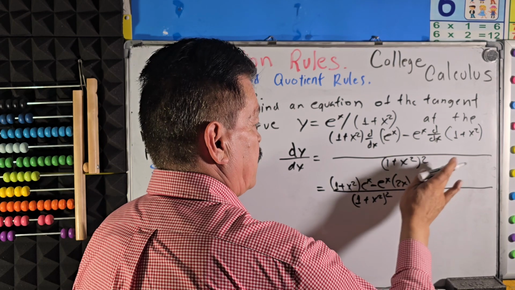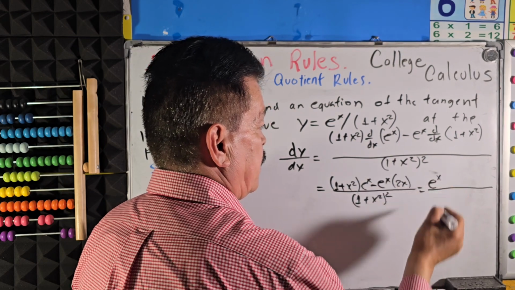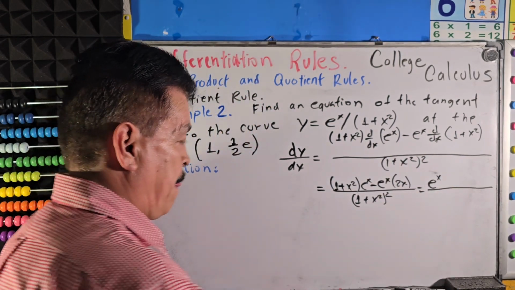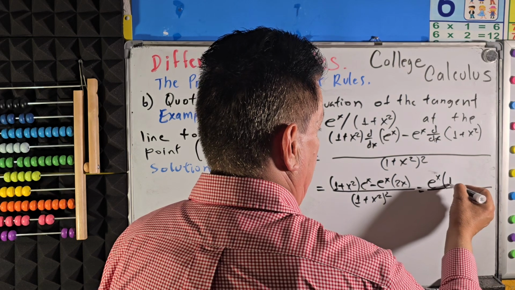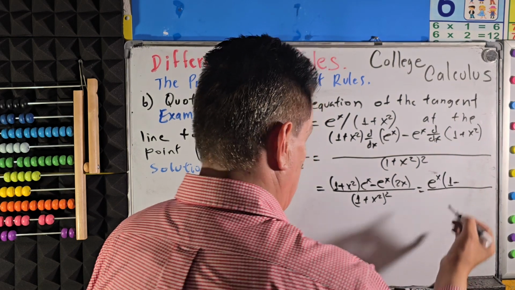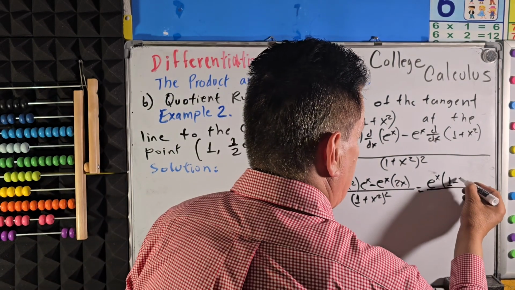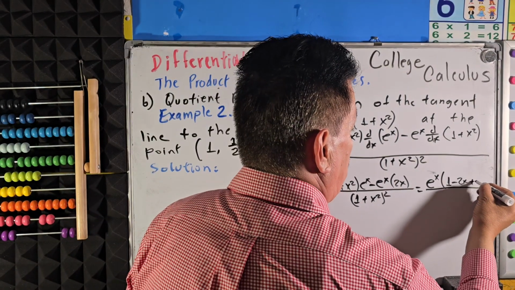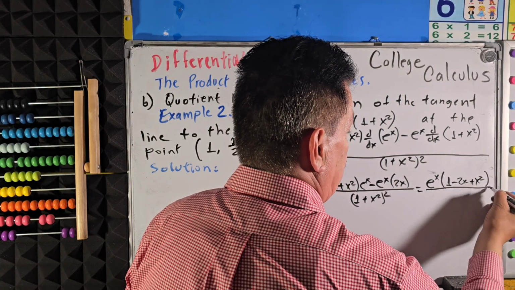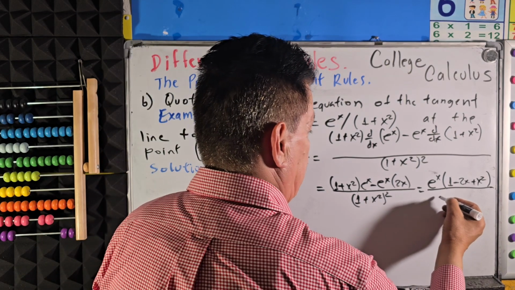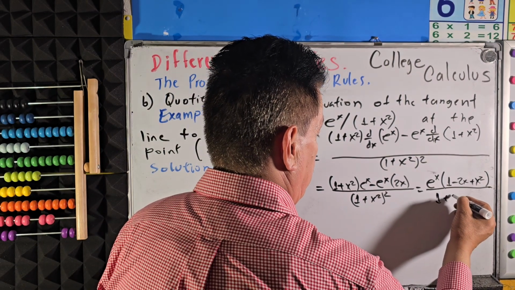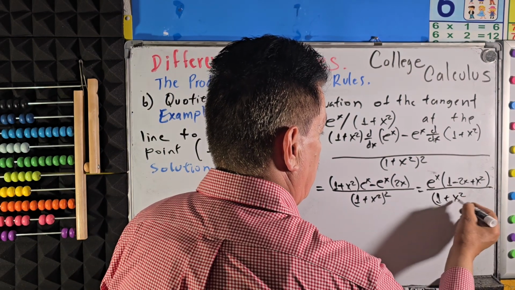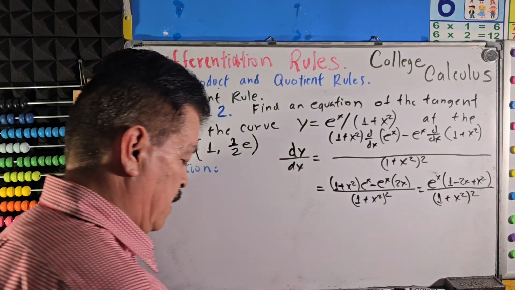Right now, times 1 minus 2x plus x to the second power, divided by, again, in the bottom, this is the denominator, 1 plus x to the second power, to the second power.